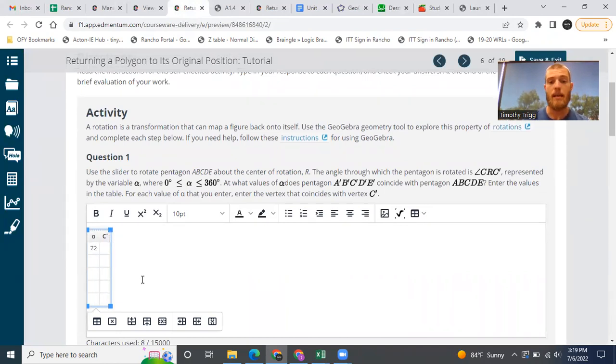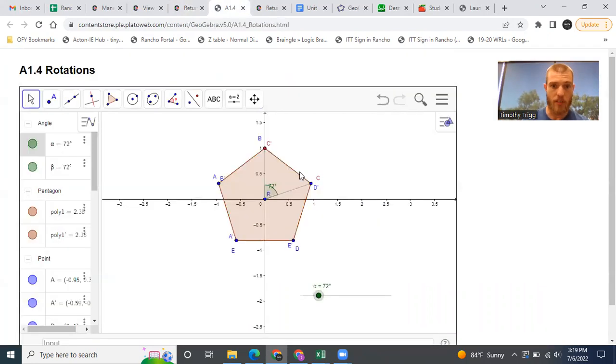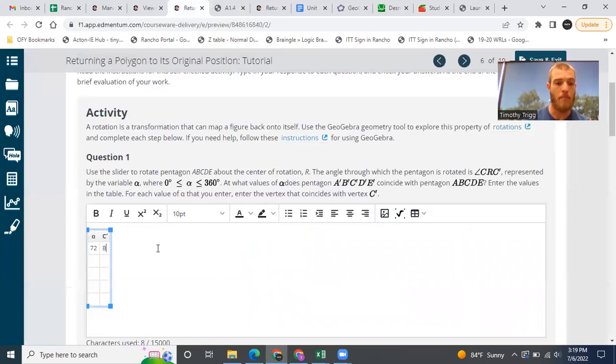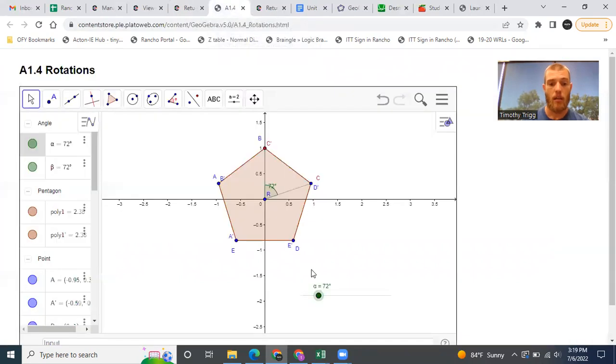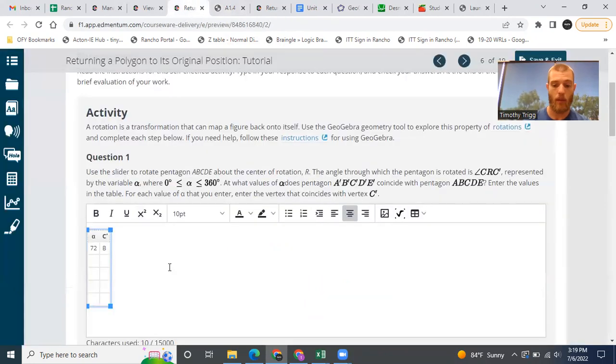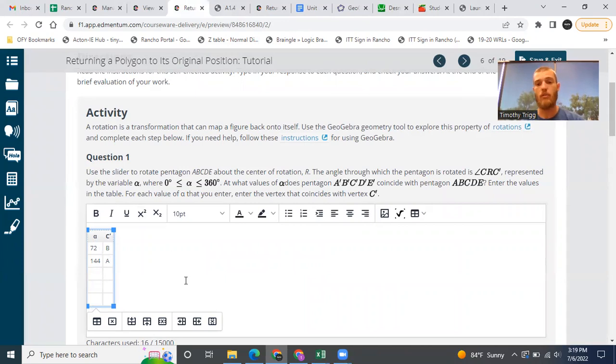Okay, now where does C prime end up? Well, C prime ended up in the same position as where B is, right? So we're going to put a B right here. Now let's figure out the next alpha. So let's go ahead and rotate it again. And there. Okay, so 144 degrees. And now C prime is where A is. 144 degrees. And that's where A is. Okay, so go ahead and continue that and fill out the rest of this. You should have 5 different angle measures there.